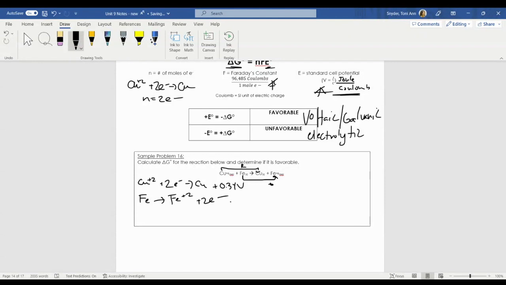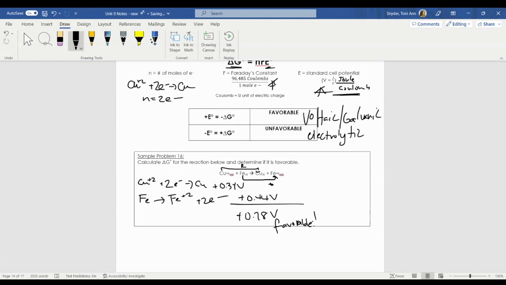If I flip that reaction, remember, I also have to flip my voltage. So I have a positive value for voltage here as well, and this should produce a voltage of 0.78. Now, if I look at this, this is a positive voltage, so this alone tells us that this process is favorable. However, it's not just asking us if it's favorable or not. We want to calculate delta G for this reaction.